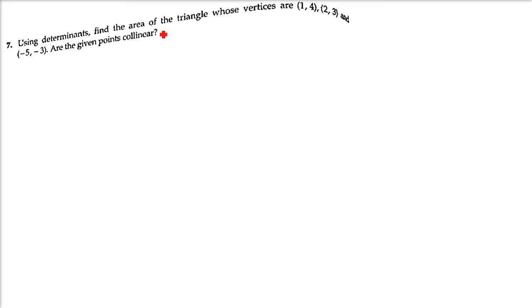Using determinants, find the area of the triangle whose vertices are (1, 4), (2, 3) and (-5, -3). Are the given points collinear? The three vertices are given. If the triangle has some area, then the points are non-collinear. But if these points are collinear, the area of the triangle should be 0.